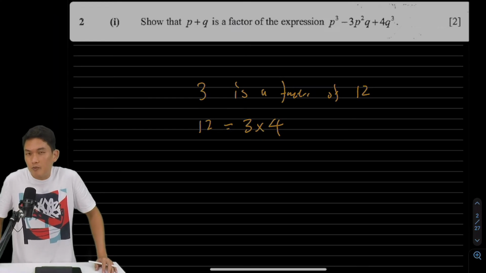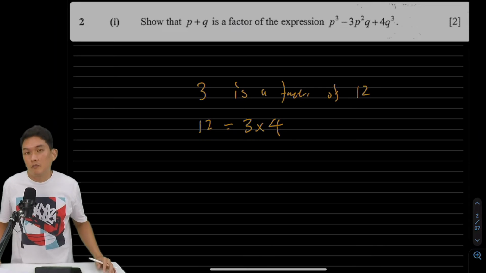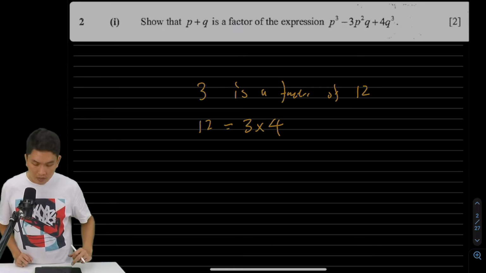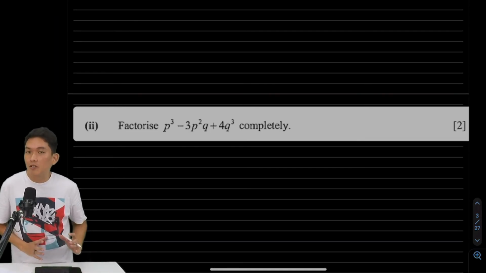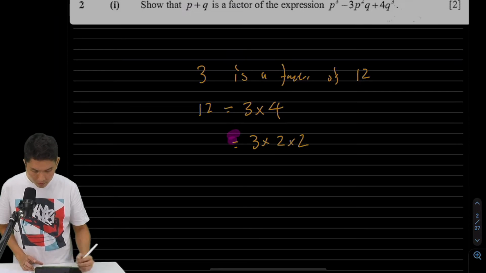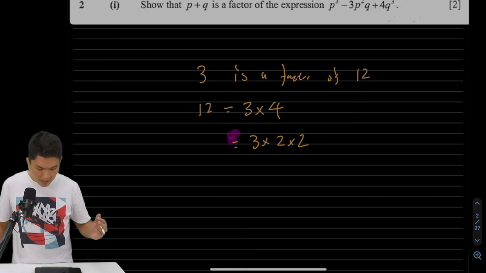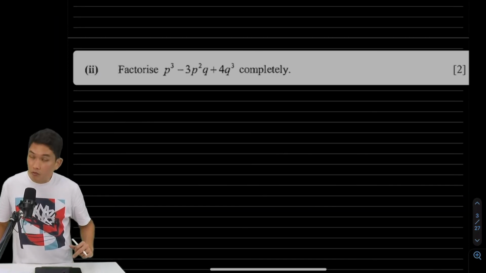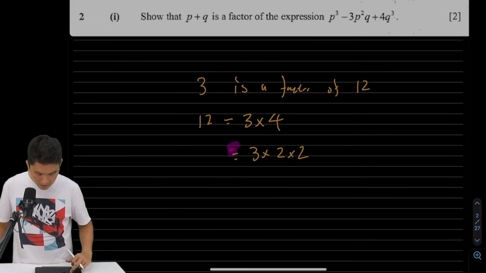So to show that p plus q is a factor of this, there are two ways to do this. One is a really fast way, which I'm not going to do. I'm going to do the longer method, which involves long division. Why are we doing a longer method? Because if you look at part 2, I have to eventually factorize the whole thing completely. Factorize completely means that you can't just write it as 3 times 4. You need to write it in the simplest possible terms, even splitting 4 into 2 and 2. So I'm going to do long division, keeping part 2 in mind. With that, let's get started.